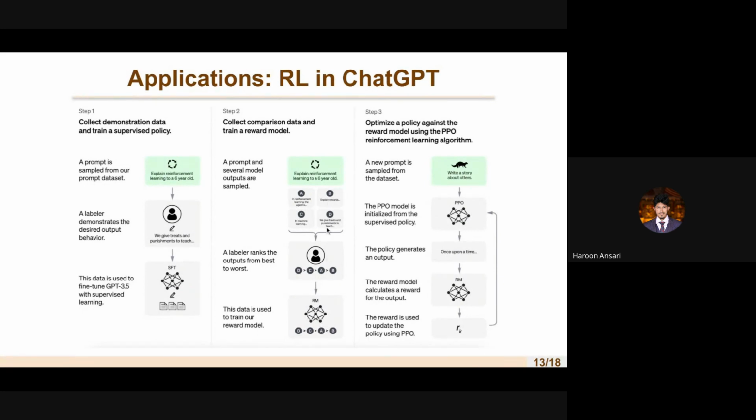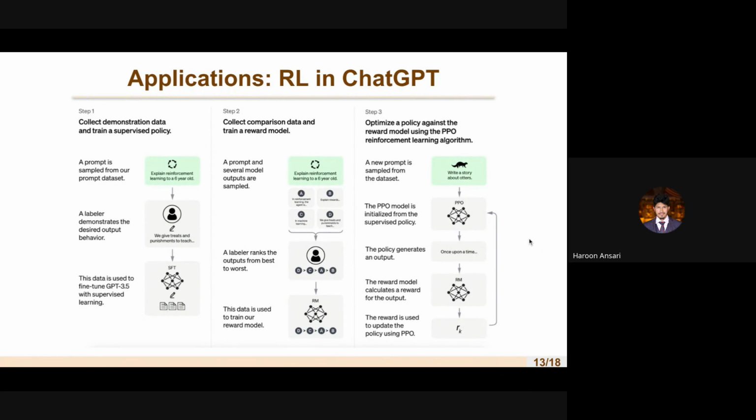So this is the whole cycle behind ChatGPT: supervised training, then training a reward model, and then using the PPO algorithm to fine-tune this. This whole process is known as reinforcement learning from human feedback, RLHF, as we normally call it. So that is all about ChatGPT.